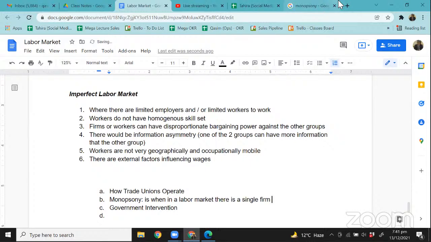There's a single firm, company, right? So that is what a monopsony is, right? So what is monopsony? Monopsony is when in a labor market there is a single firm or a company that wants to hire a certain type of labor, right?